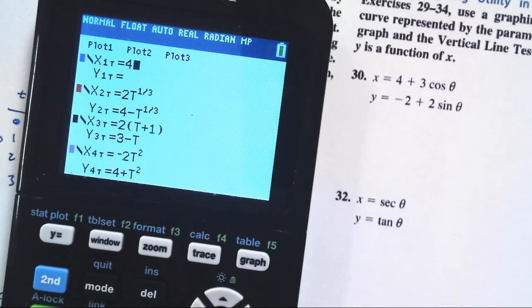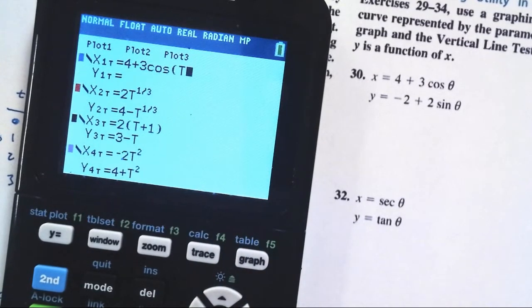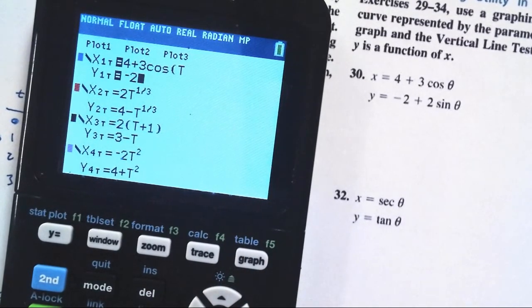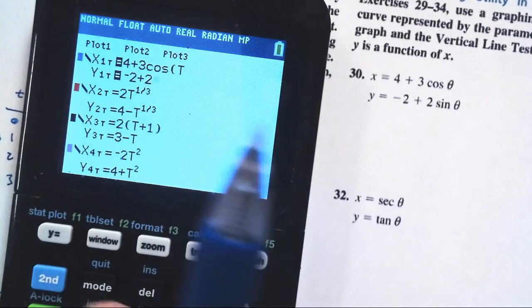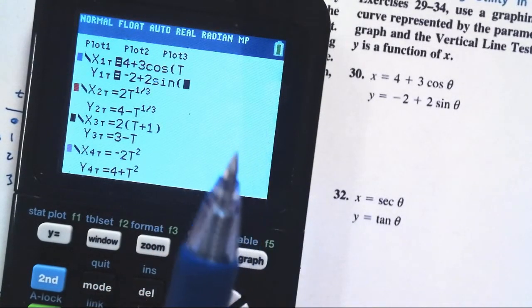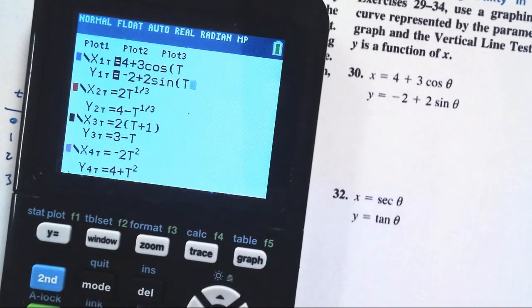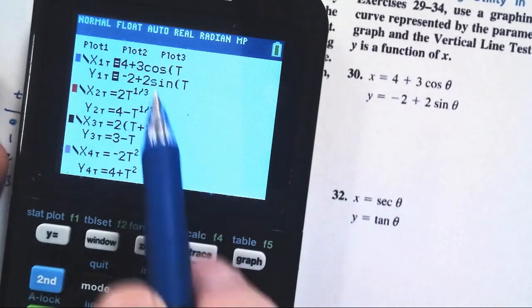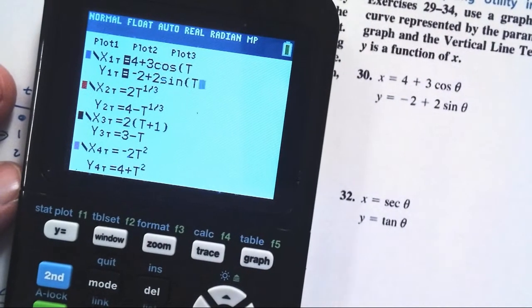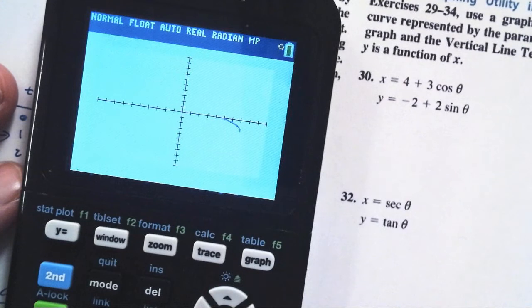So we have 4 plus 3 cosine t and negative 2 plus 2 cosine or sine of t. You'll see that typically sine goes with y, and that's because sine has a y in it, y on r. Cosine is x on r, and cosine typically goes with x. But let's go ahead and graph this. We're going to get the orientation as it happens.